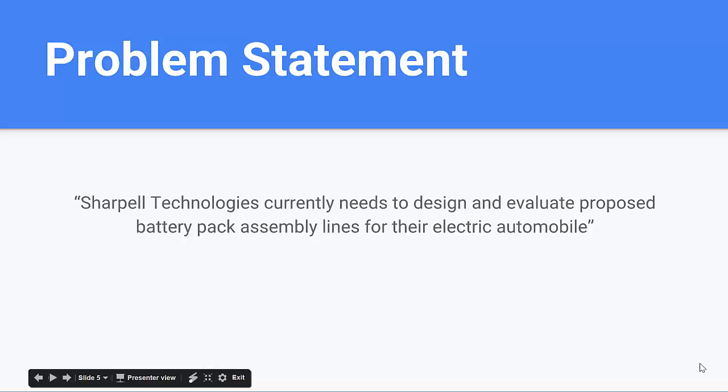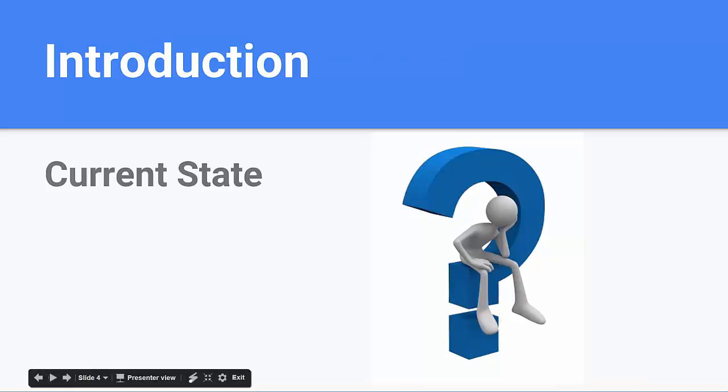We have determined our problem statement to be the following. Sharpell Technologies currently needs to design and evaluate proposed battery pack assembly lines for their electric automobile. As of now, Sharpell Technologies is looking for recommendations on how to proceed with the manufacturing component of creating their electric vehicle battery pack. Currently, Sharpell needs a simulation and supply chain analysis to help aid in the planning stages of their electric vehicle production.